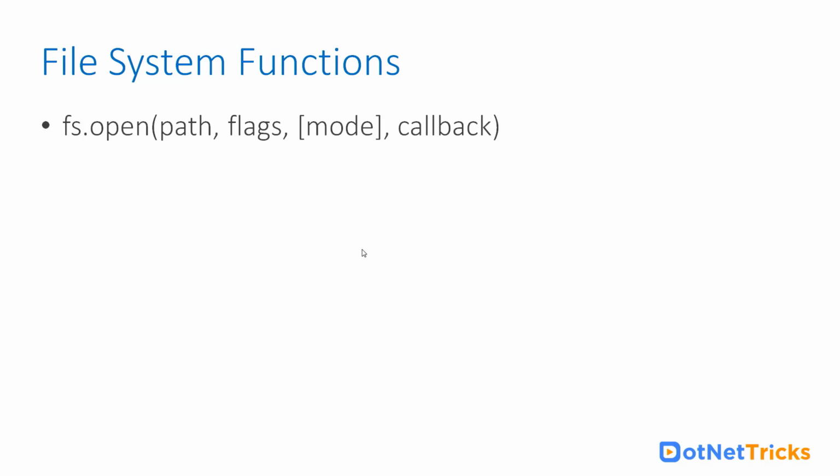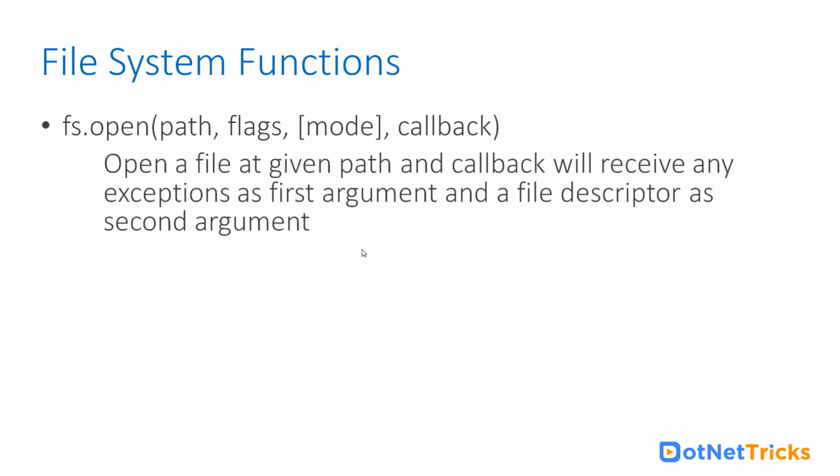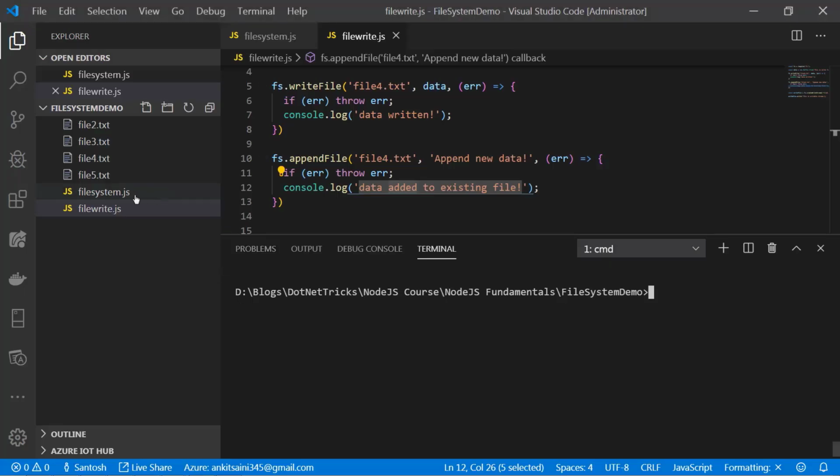The first function which is available is fs.open, which is used to open a file, and it will give you an exception in case the file does not exist. In case the file exists, it will give you the file descriptor as the second argument. Now the file descriptor argument can be used to read or write a file, or even to get information about the file. So let's see an example of fs.open.